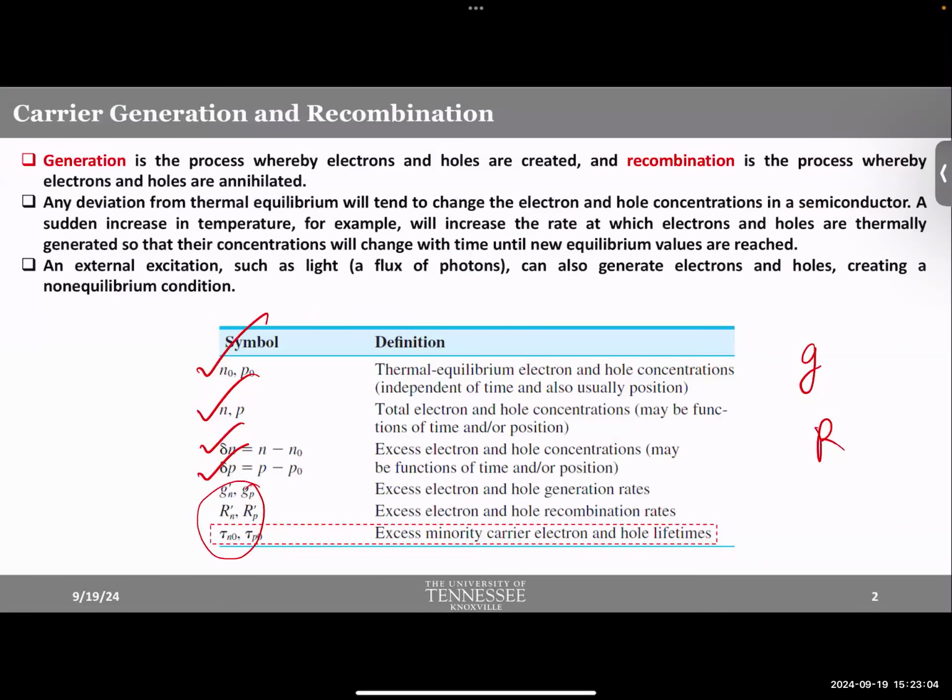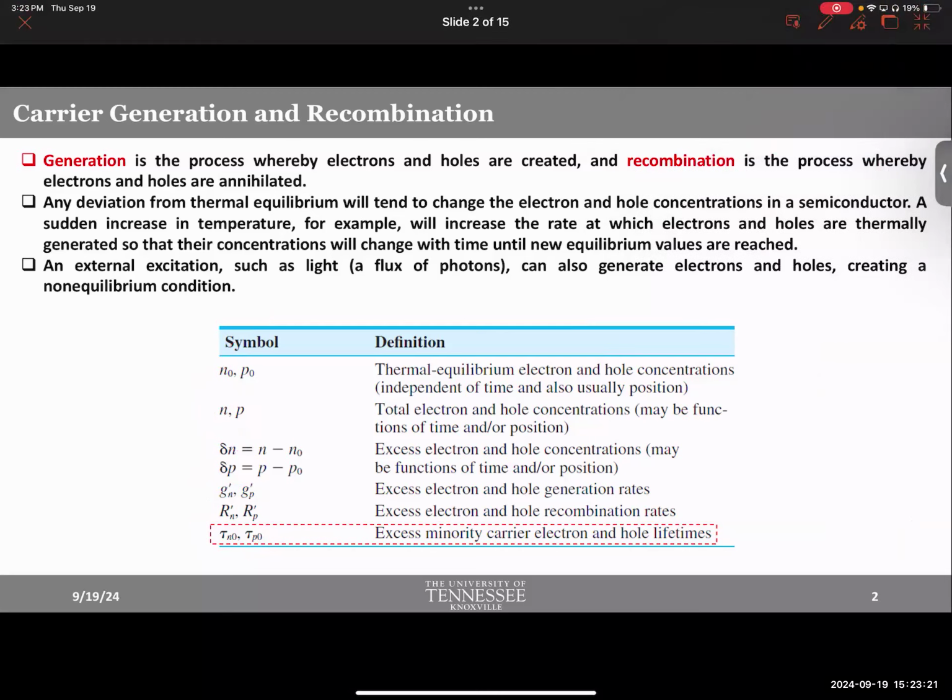Okay, so when I say G_N, that's the generation rate. Typically in textbooks they will use a prime here just to represent that it's a rate, a derivative with respect to time, d/dt. So they use a generation rate for electrons and a generation rate for holes, and that covers this line.